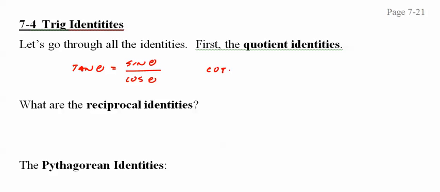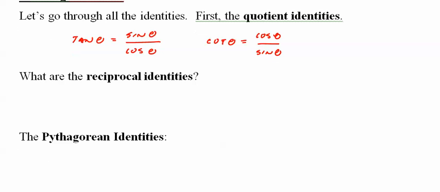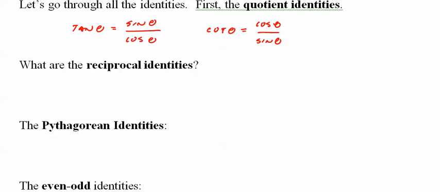Quotient identities, tangent and cotangent. Tangent is sine over cosine, cotangent is cosine over sine. Reciprocal identities, and these are all things you need to know when we go through and prove trig identities. Why are we proving trig identities? It'll be used a lot in calculus, and I can finally tell you I know that firsthand.